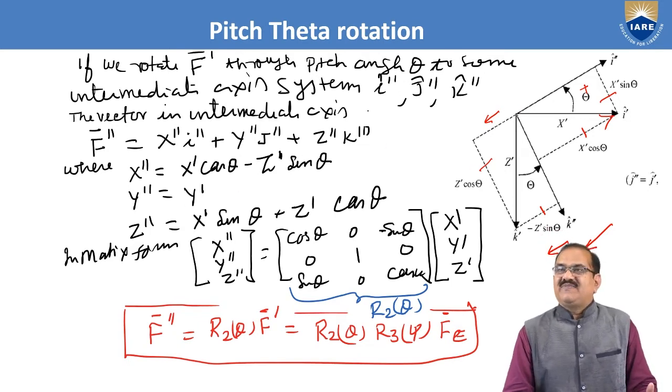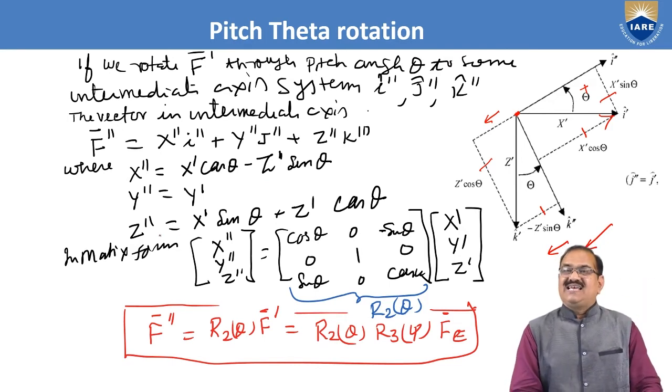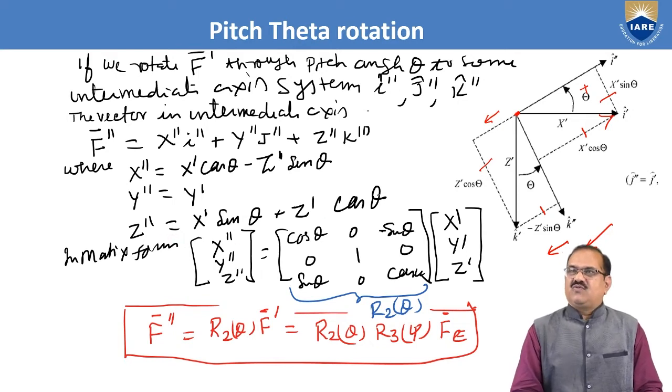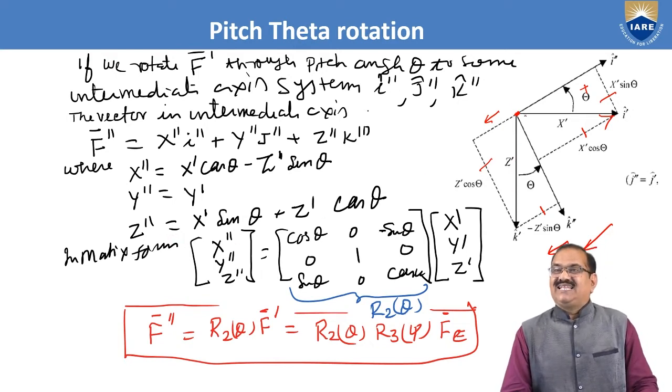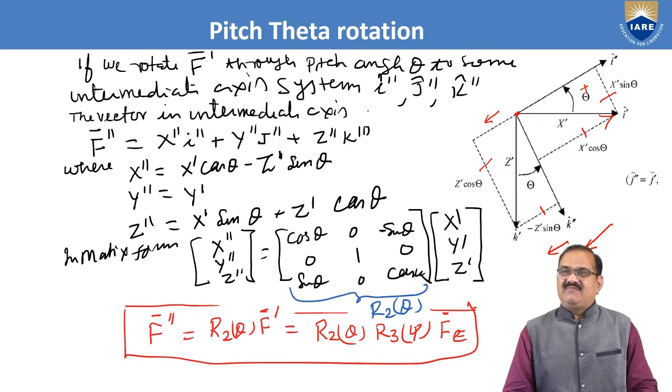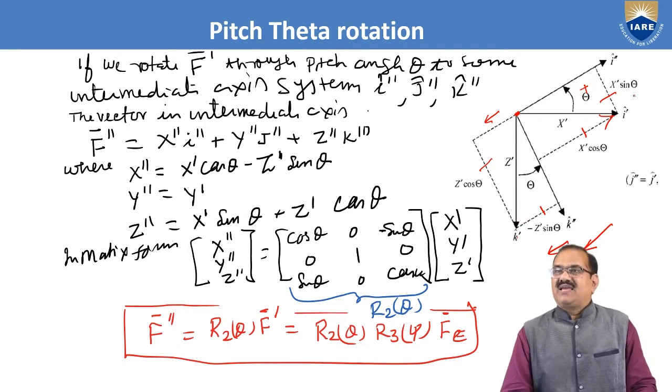Now Y, because Y is perpendicular to this, Y double prime is equal to Y single prime, which was there previously. Now for Z double prime, in the K direction, Z double prime is equal to X prime sine theta plus Z prime cos theta. So this double, this double, this single, this single. Okay, and this one is 0.